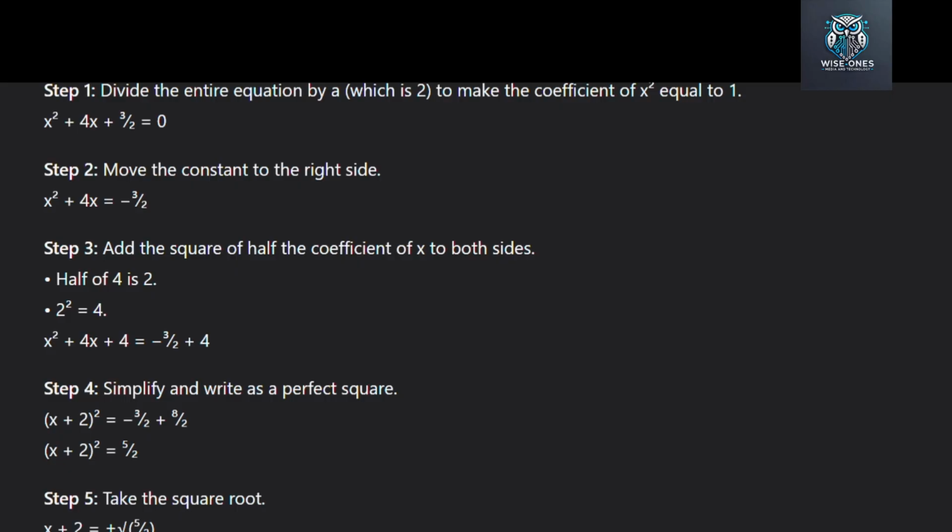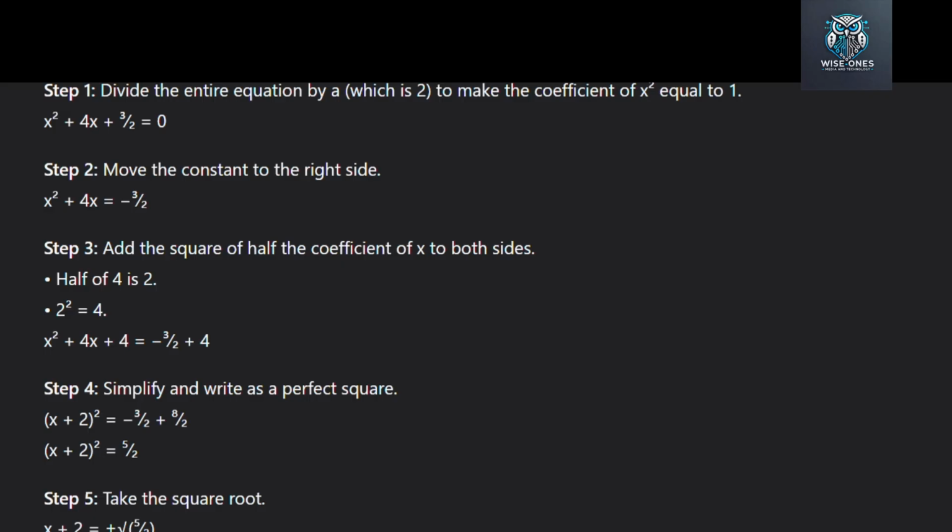Step 4. Simplify and write as a perfect square. The left side is x squared plus 4x plus 4. This factors into (x plus 2) squared. On the right side, we have negative 3 halves plus 4. To add these, we need a common denominator.